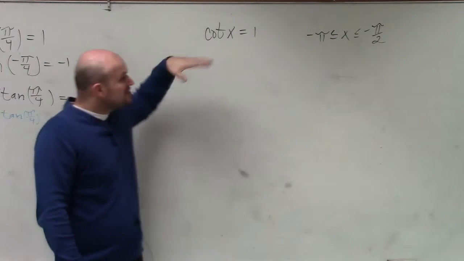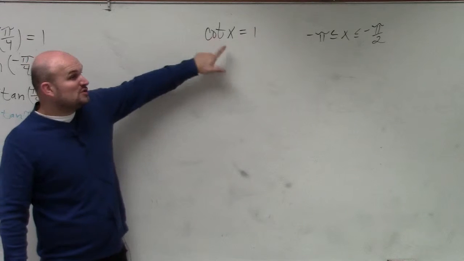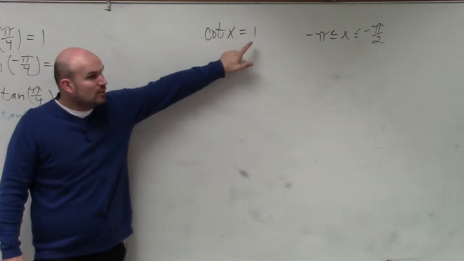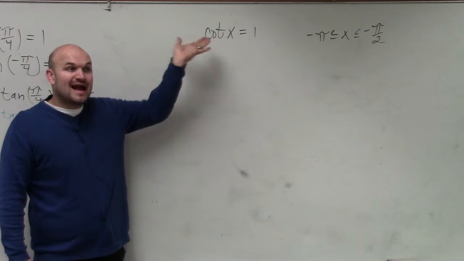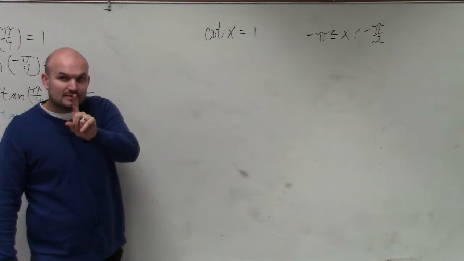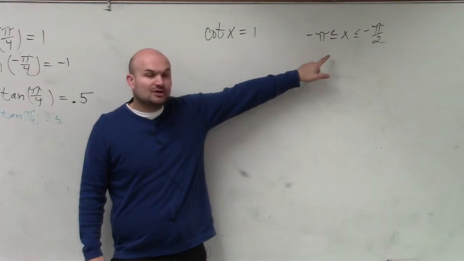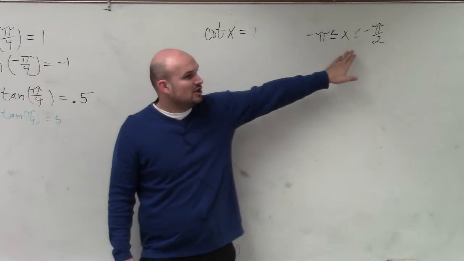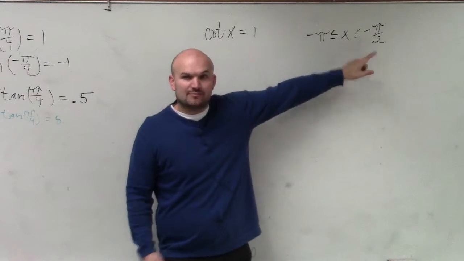an angle. So in this case they say, I'm taking the cotangent of some angle I do not know, and that is equal to 1. Can you tell me what the angle is? 45 degrees. That's what they're asking. However, there's more than one answer, so we have to look inside the constraint. The constraint says my angle has to be between negative pi and negative pi halves.